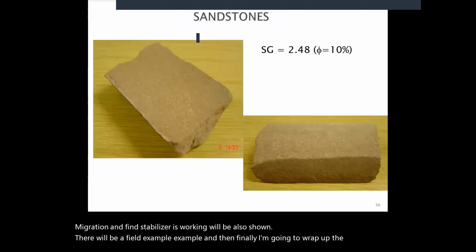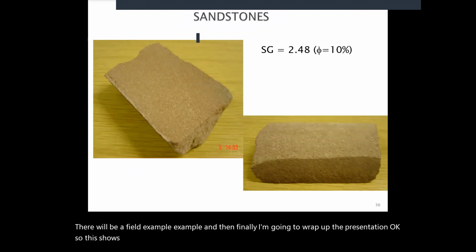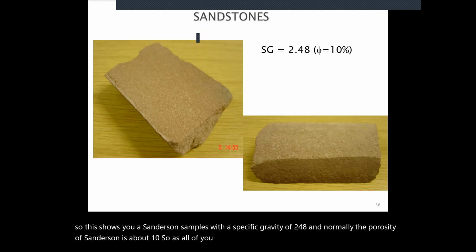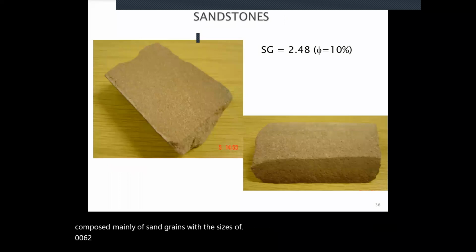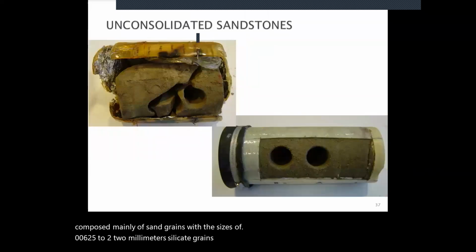Okay, so this shows you a sandstone sample with specific gravity of 2.48, and normally the porosity of sandstone is about 10%. As all of you know, sandstone is a clastic sedimentary rock composed mainly of sand grains with the sizes of 0.0625 to 2 millimeters, silicate grains. So the next slide is showing to you an unconsolidated sandstone.